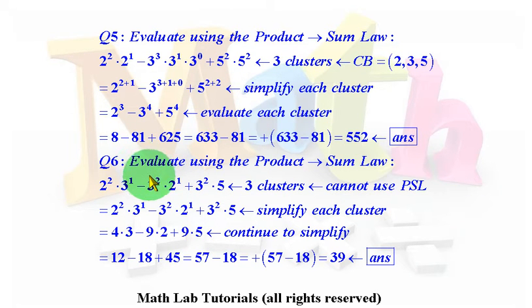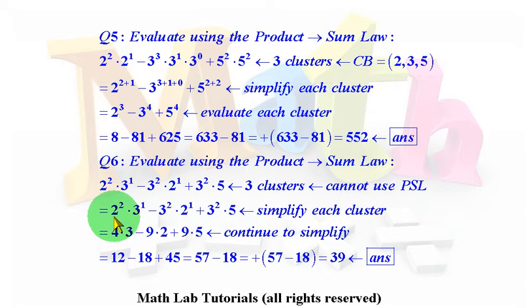Let's go on to Q6. This is just a little bit different. When we look carefully over here, we notice a separator here and a separator there. So we identify 3 clusters. But now the first cluster has 2 different bases, so we can't apply the product sum law. Same thing with the second cluster, 2 different bases. And the third cluster, 2 different bases. So the product sum law cannot be used.